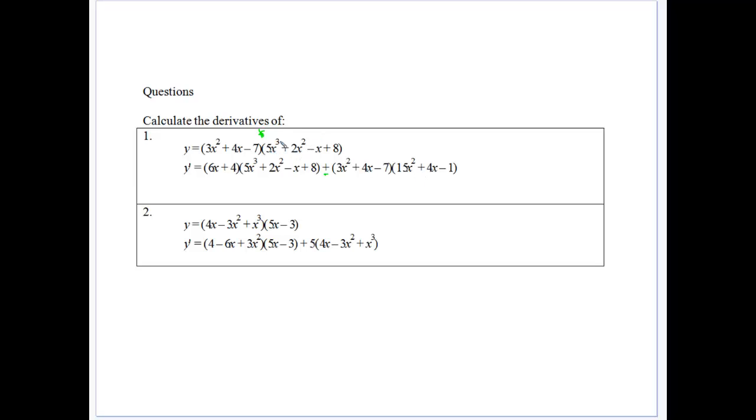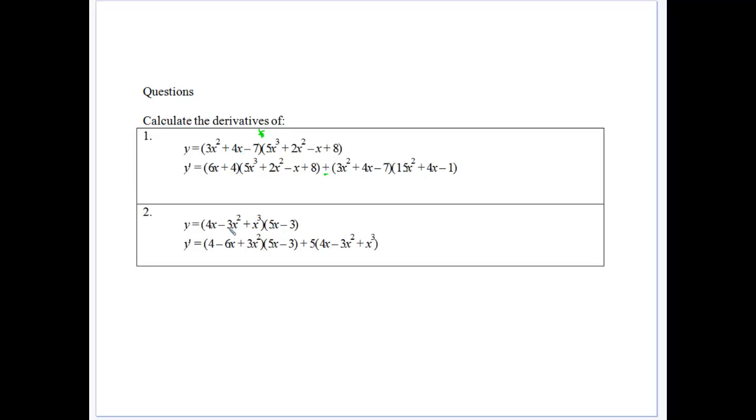So derives. So 5x cubed becomes 15x squared. 2x squared becomes 4x. Minus x becomes minus 1. 8 derives to 0. So that's where we're looking at that. Derive the first, multiply by the second, plus the first times the derivative of the second.